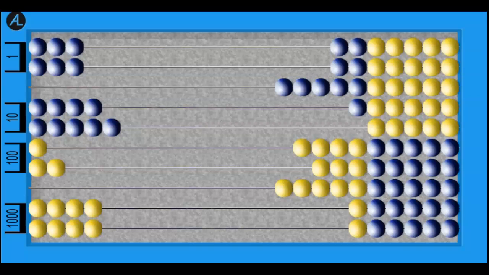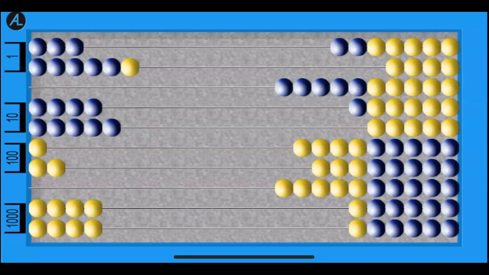Okay. All right, so the number that we're going to add is 3,475. Okay, so we're going to start in the ones place and work our way towards the thousands place. So it's 3,475. So we need to add 5 ones. So I'm going to add 5 ones. 3 on that wire and 2 on that wire. All right, so now I've added 5 ones. Hopefully you've added 5 ones.